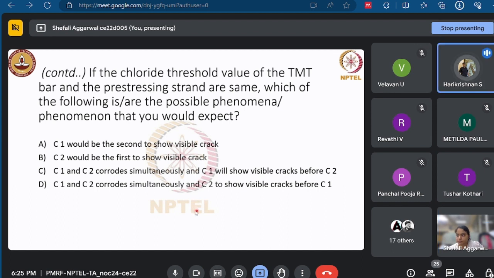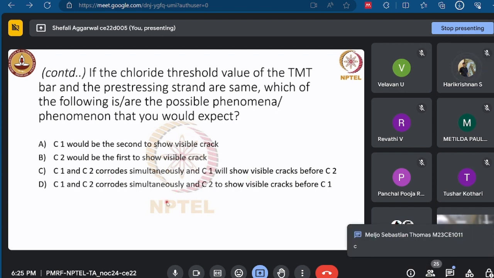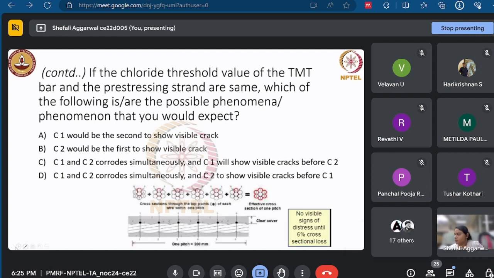It should be C. C1 and C2 corrode simultaneously. C1 will show visible cracks before C2. Okay. So yeah, as we have studied, C1 will show cracks before C2, right? Okay, it's clear to everyone, right? We can go to the next question.